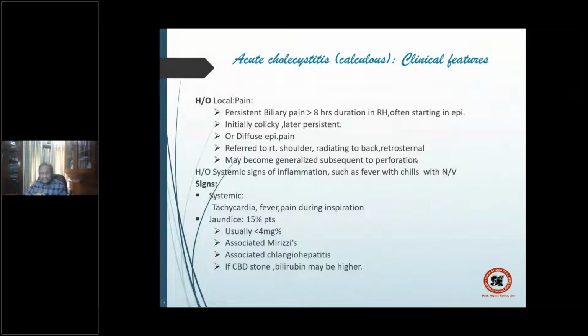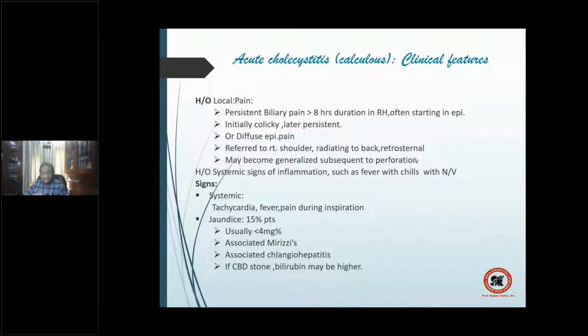That means now you have a generalized pain in the whole of the abdomen. So instead of having a primarily epigastric right hypochondric pain, now you have a pain which is generalized throughout the abdomen. And that usually is the scenario when you have a perforation in an acute cholecystitis. The systemic signs of inflammation may or may not be present, but usually more often than not, they are there in the form of fever, chills, and nausea and vomiting.